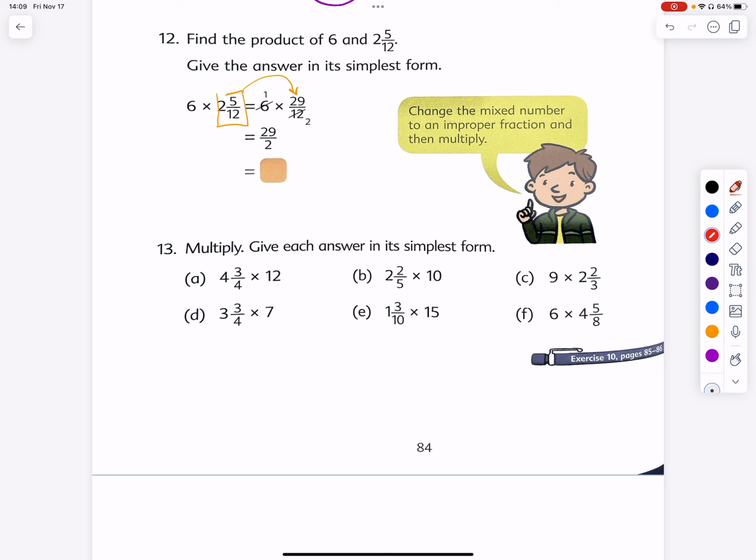And then we learned it in the last lesson. 6 and 12, right? The numerator and denominator, they're both divisible by 6, which gives us 1. 6 divided by 6 is 1. 12 divided by 6 is 2. So we end up with a fairly easy number, 29/2. And 29/2 is 14 and a half.